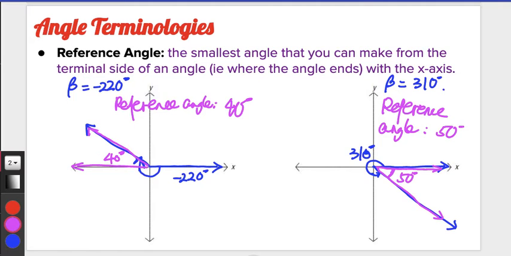Some student might say, what if I'm dealing with an angle like 460, 730, those kinds of things? Remember, no matter how many rotations you have, you always focus on where the terminal ray is and where the x-axis is. You just need to form that smallest angle there. So no matter how many rotations, the positions you need to care about are the terminal ray and the x-axis. The reference angle is not affected by how many rotations you have. So this is the idea for reference angle.